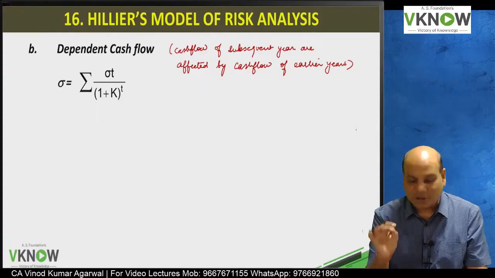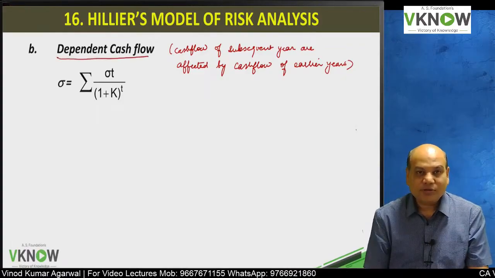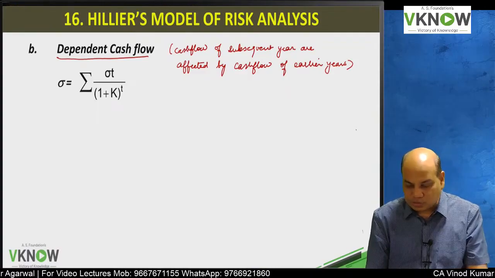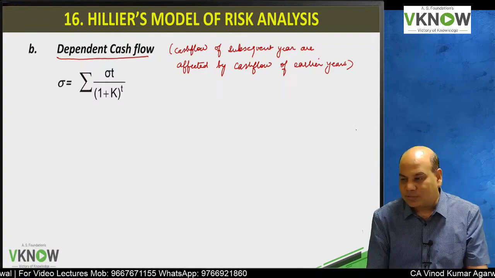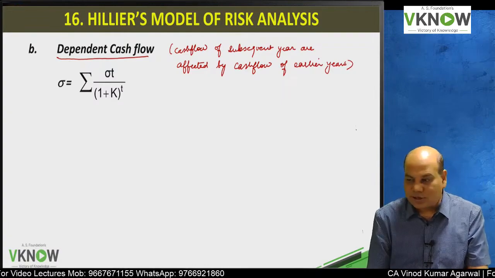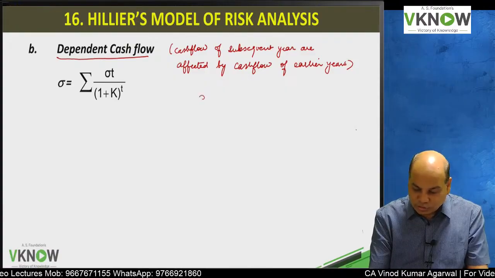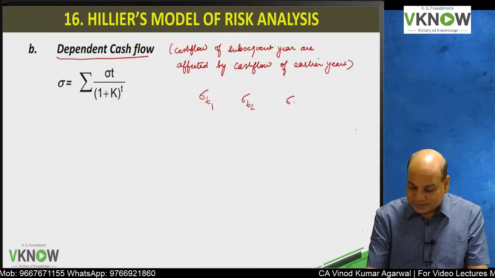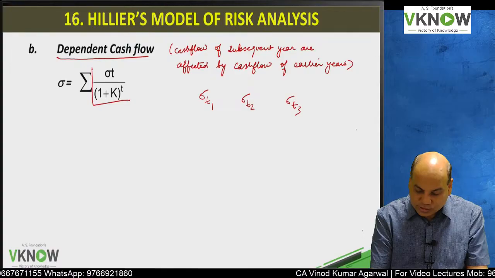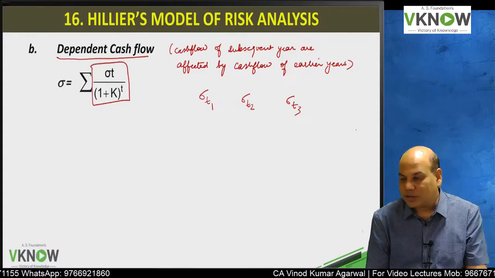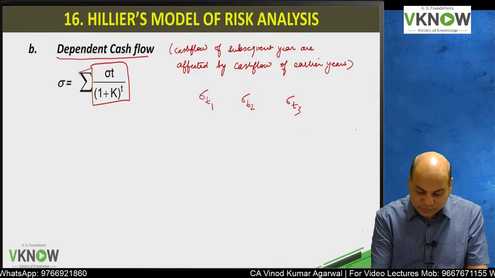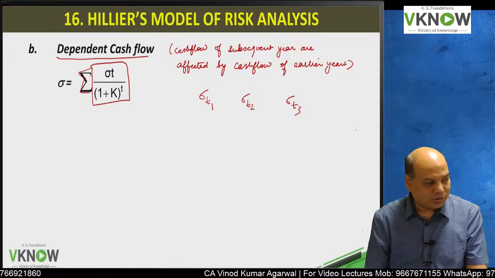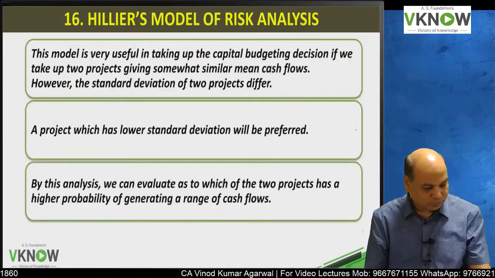The formula for dependent cash flow is sigma equal to, not under root, summation sigma t upon 1 plus k to the power t. So you are going to compute sigma t for each year, and then first you compute this for every year, sigma t upon 1 plus k to the power t, take the total, that is the answer. That is to be used when cash flows are dependent cash flow.